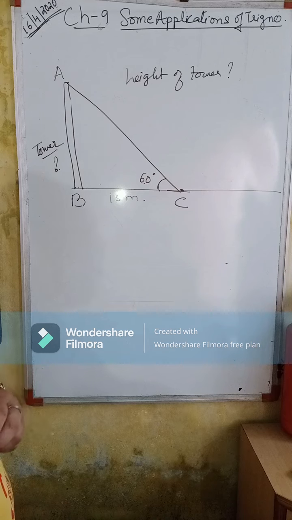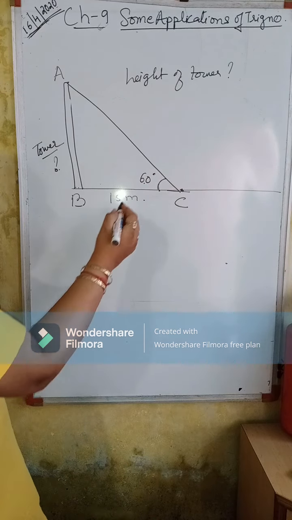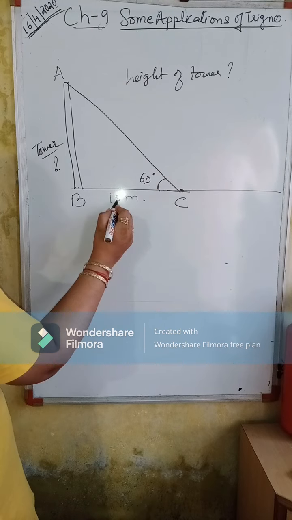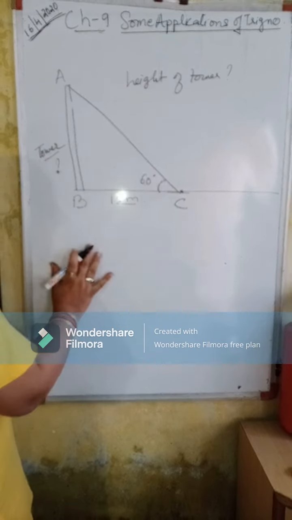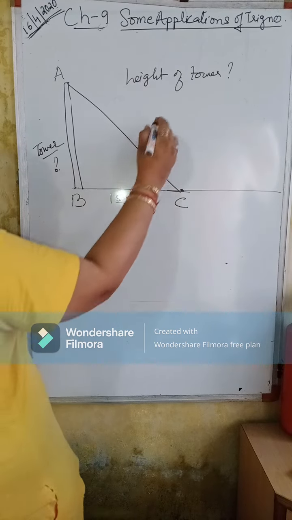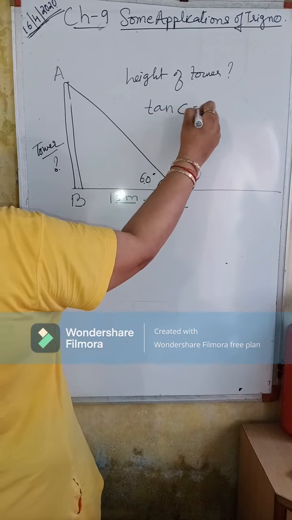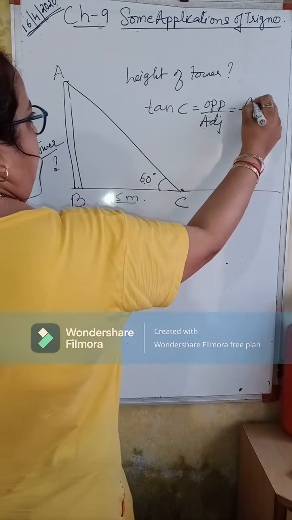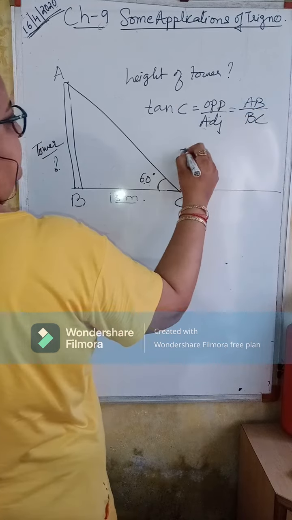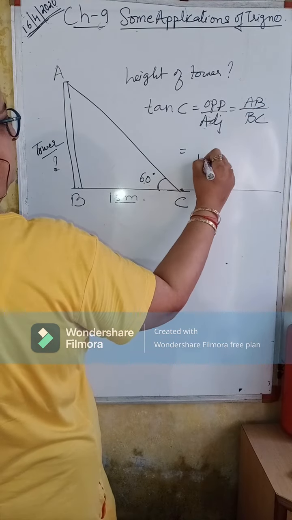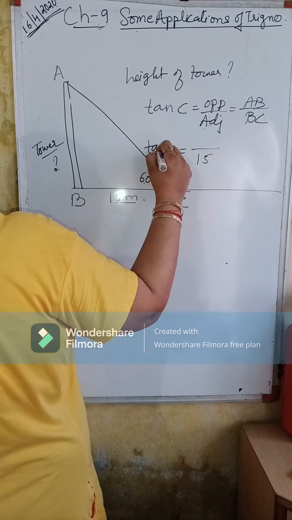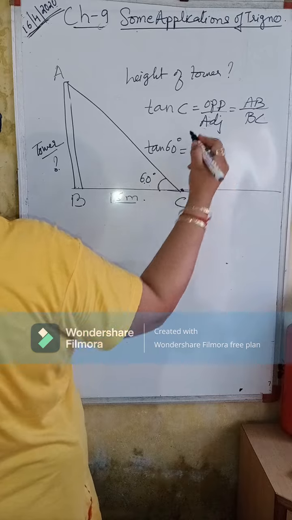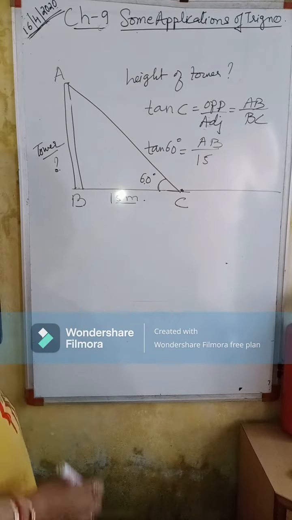Now here we have to use the ratios of trigonometry. I have the 60 degree angle, theta is C. So here my adjacent side is 15, and I have to find the opposite. Then I can use tan C equals opposite upon adjacent. That is AB upon BC. BC is 15, and tan 60 degrees, and this AB we have to find. Tan 60 degrees is what? Root 3.